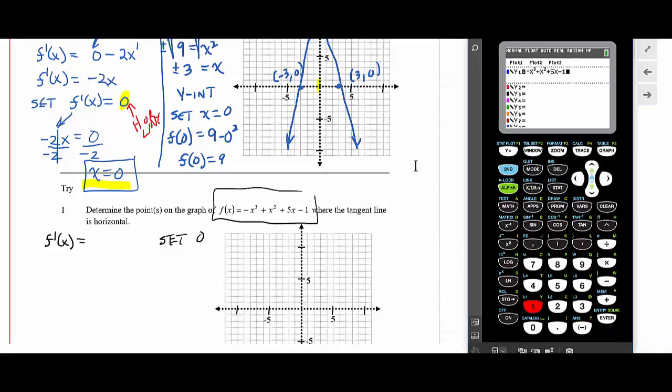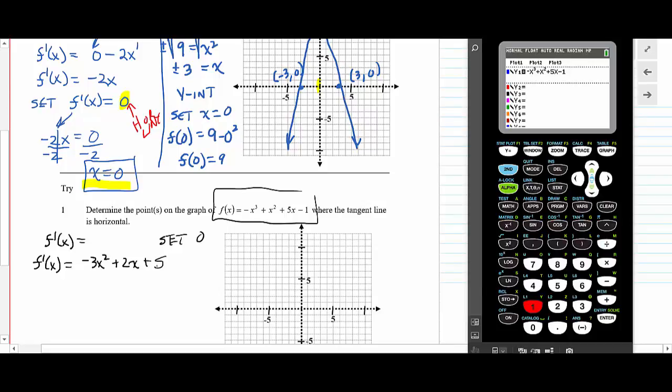The factoring, because I see problems with that. Okay, so let me go ahead and you can try to get that factored. So f prime of x is going to be negative 3x squared plus 2x plus 5. Okay, that's your derivative. Now, since you're going to find a horizontal tangent line, you want to take that derivative and set it equal to 0.